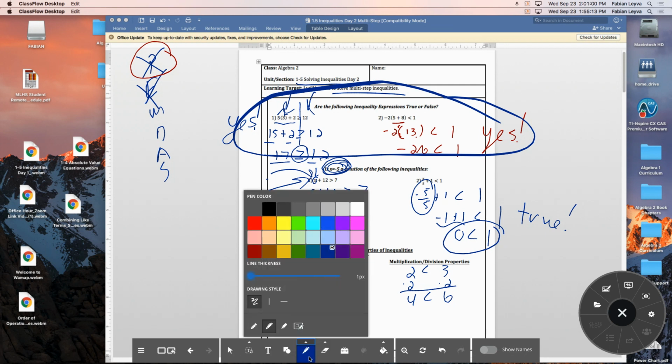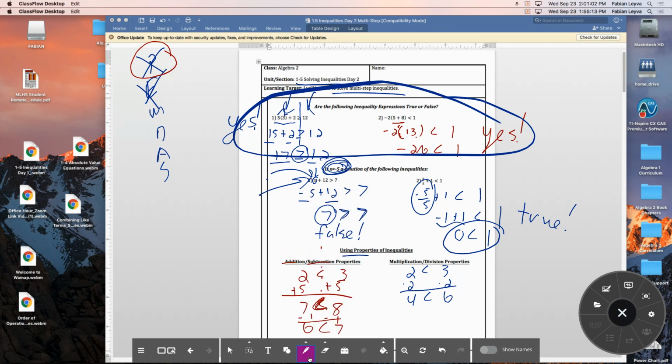I'm going to change colors so that way you see it. Let's multiply by a negative 2 and multiply this side by negative 2. If I multiply these, I end up with negative 8. If I multiply this side, I end up with a negative 12. Now remember your number line. What is bigger, a negative 8 or a negative 12? The negative 8 is, right?